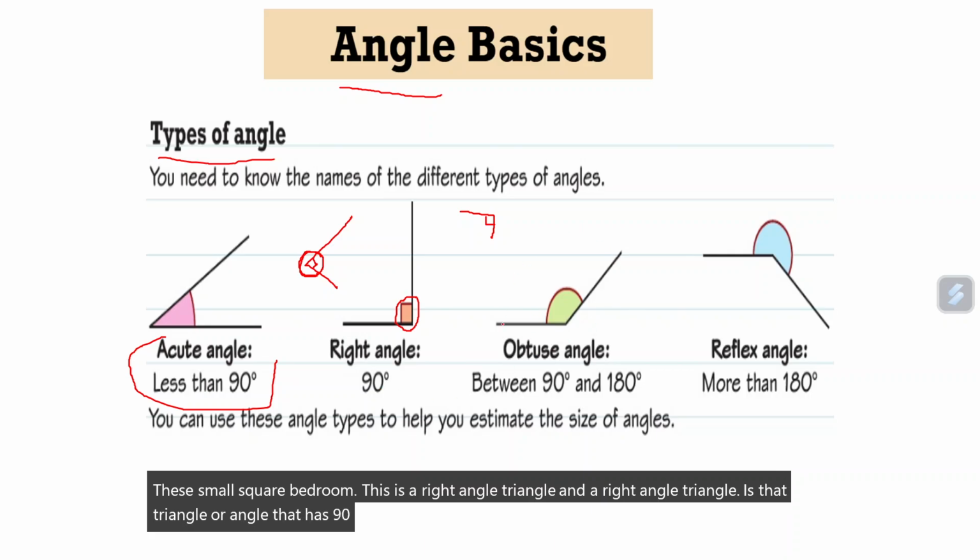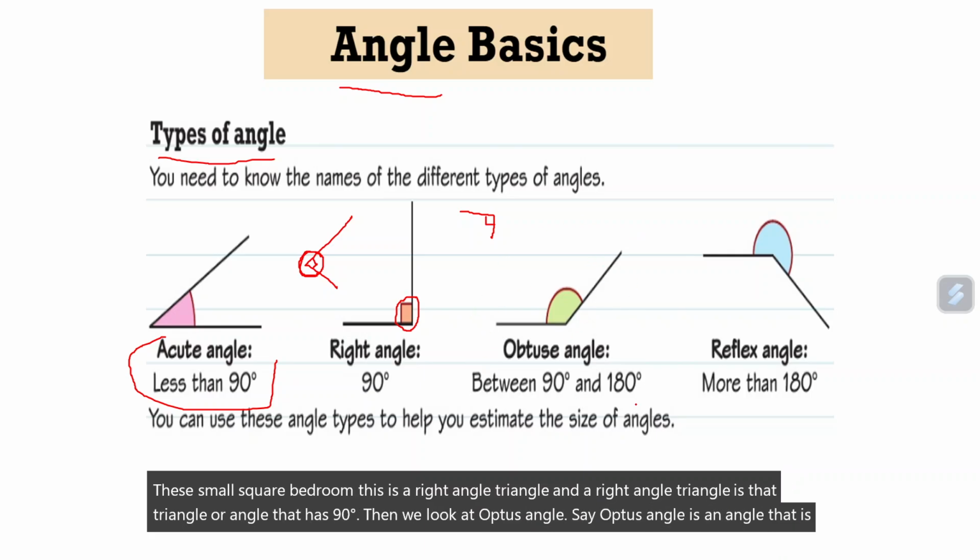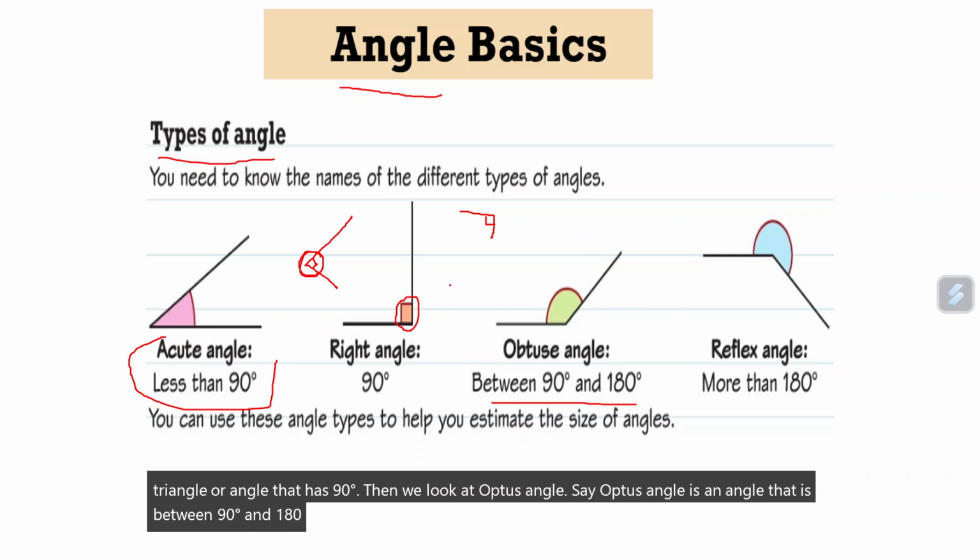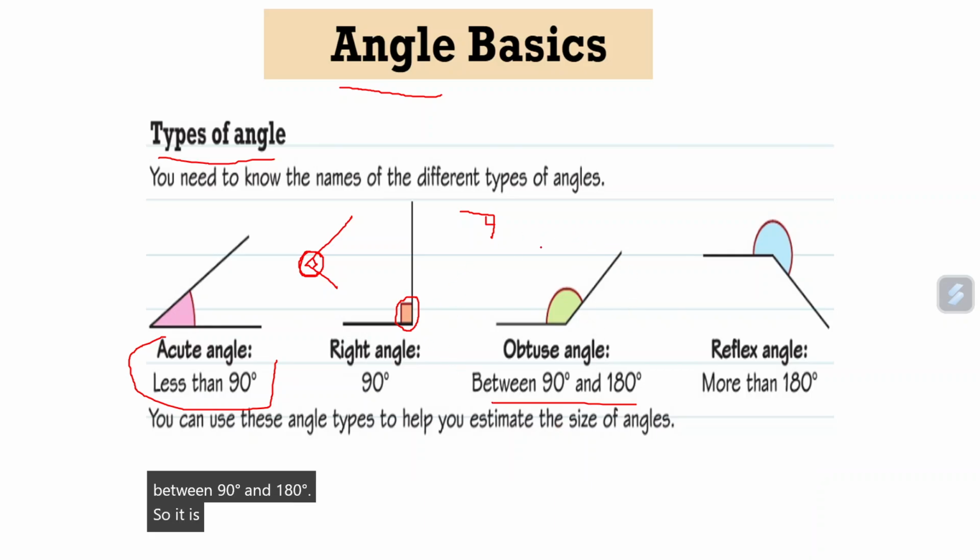Then we look at the obtuse angle. Say an obtuse angle is an angle that is between 90 degrees and 180 degrees. So it is between 90 and 180 degrees and it's known as an obtuse angle.